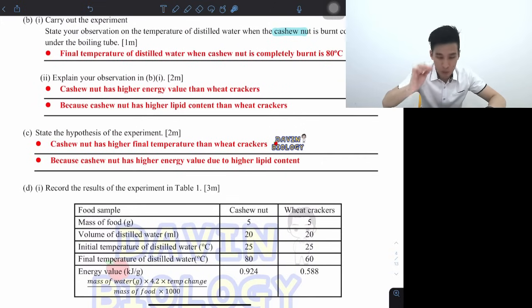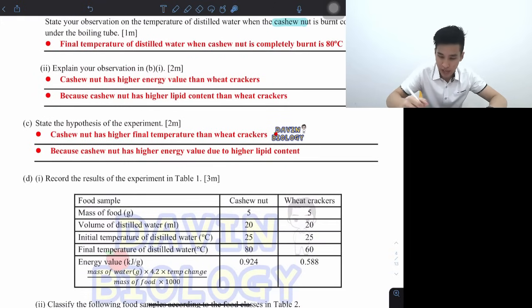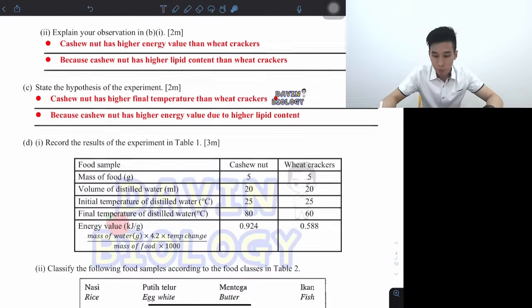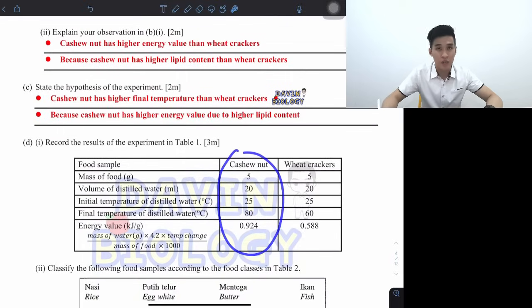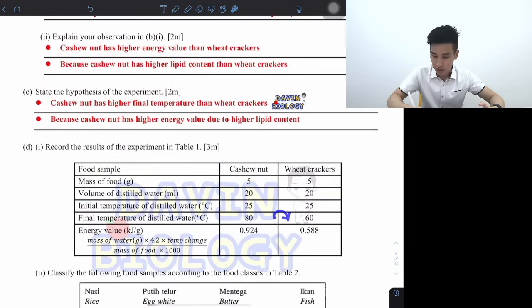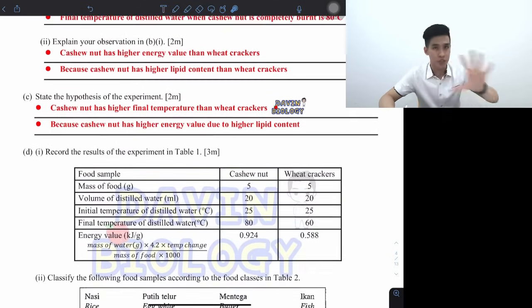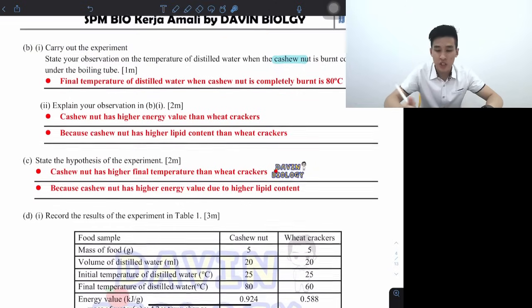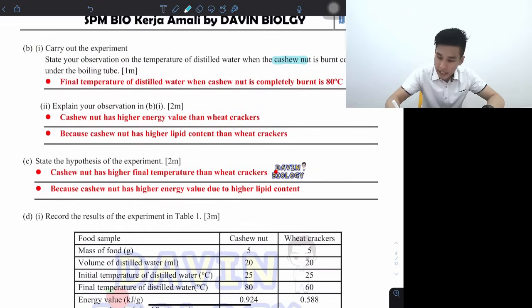Now, observation of cashew nut. After you burn it already, what do I observe? A lot of you say, oh, the temperature increased. The temperature is higher than the wheat cracker. The temperature is the highest. Now these are not observations. These are inferences already. You're explaining already. Observation is write what you see. So I see 80 degrees. So the temperature is 80 degrees Celsius. You must say the final temperature when cashew nut is completely burnt is 80.